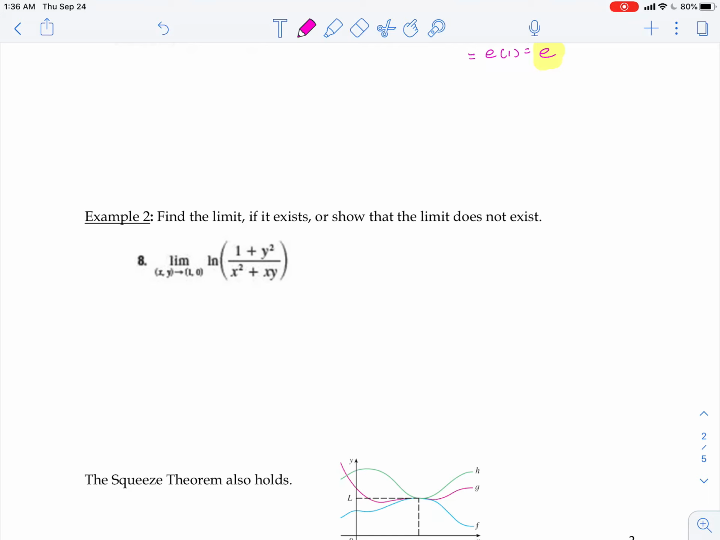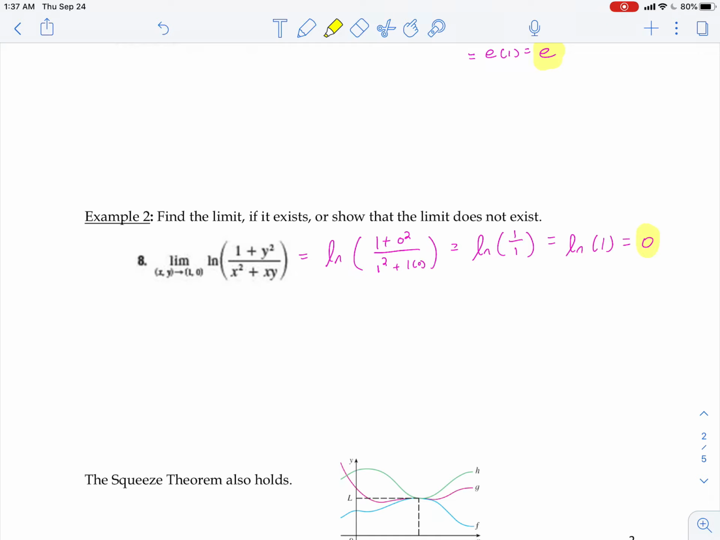But for example 2, we're going to try this as well. We're going to substitute in 1 for x and 0 for y. We just want to find if the limit exists. If it doesn't, we're going to show that it does not exist. So let's substitute in for our x's and y's. We get natural log of 1 plus y squared, which is 0 squared, over x squared, which is 1 squared, plus 1 times 0. Here we get natural log of 1 over 1, which is just natural log of 1, which is equal to 0. And so our limit does exist, and it exists at 0.